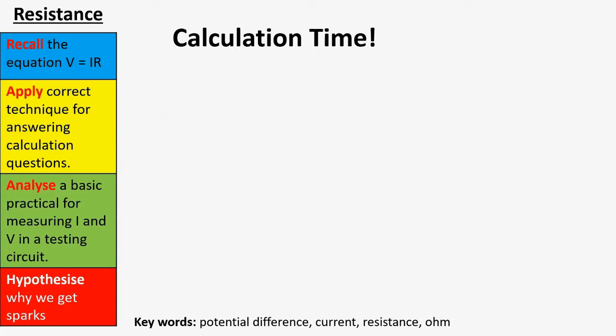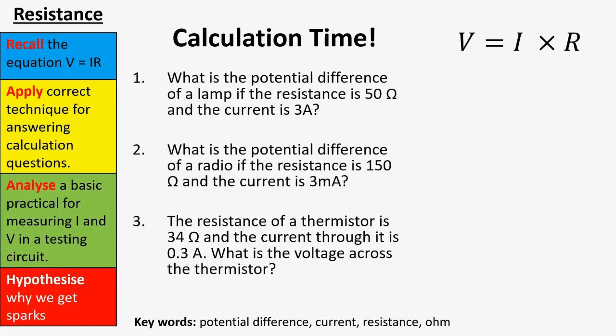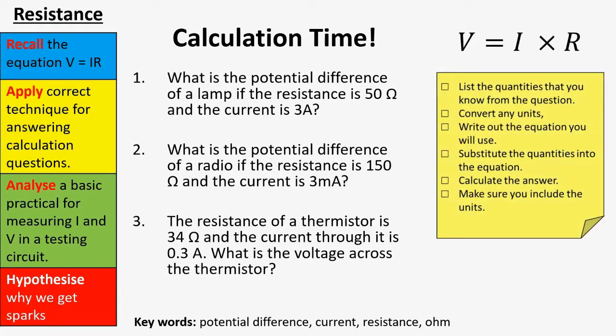Calculation time! So now it's time to have a go with the new equation, V equals IR. Here are some questions for you to have a go at, and here is a reminder of the tick list of steps that you need to follow in order to make sure that you get the full marks in your future examinations. I do want to add a little bit of an extra tip on today's, and that is that you will come across some wording here and some new words and terms that you've not come across before. So for example, in question 3, it says the resistance of a thermistor is 34 ohms, etc., etc.